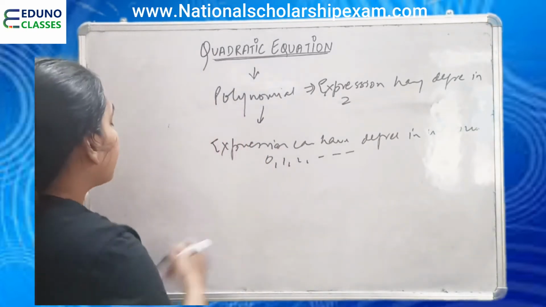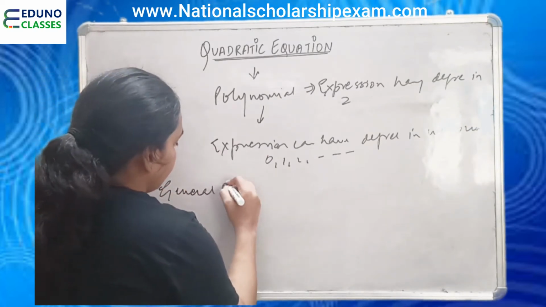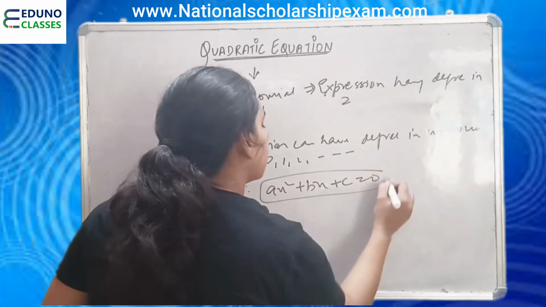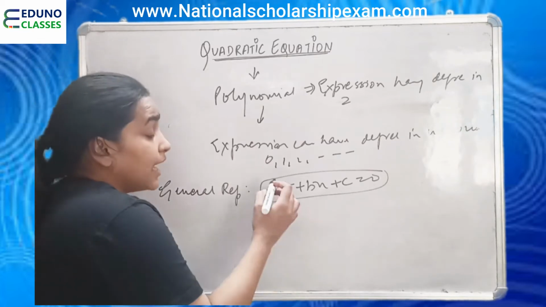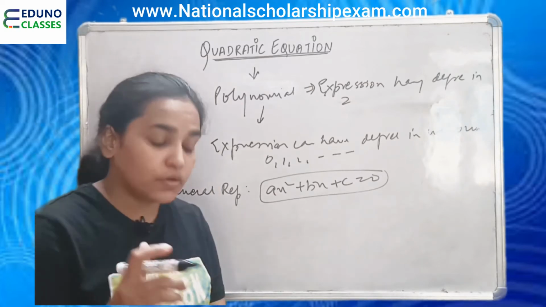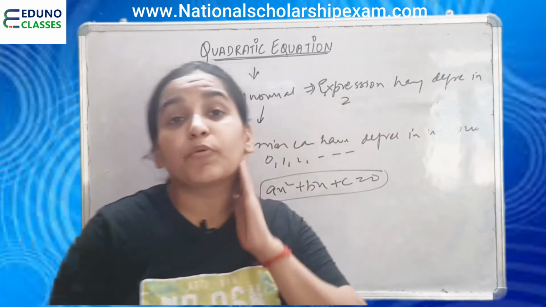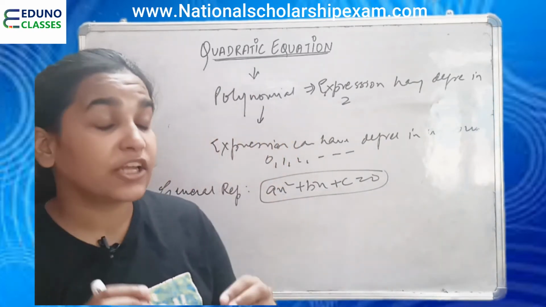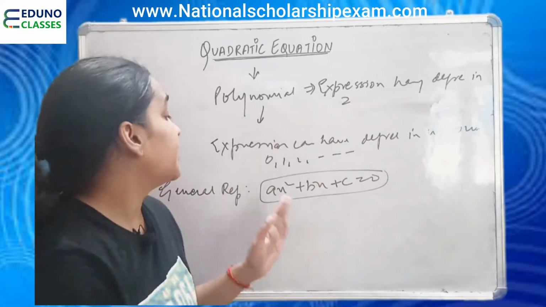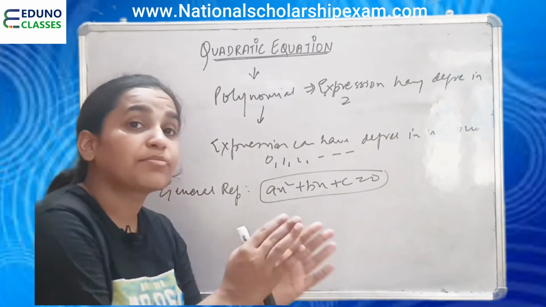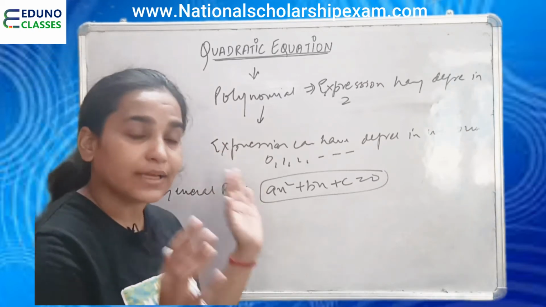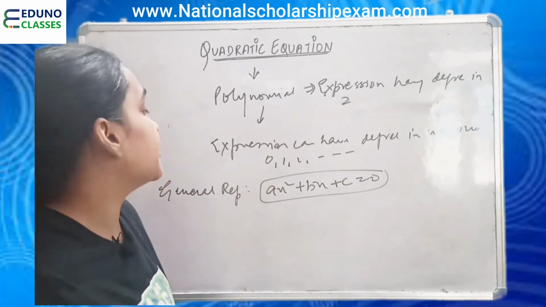Okay, its general representation is like this: ax square plus bx plus c is equal to 0. Now here you can see the highest degree of x, which is a variable, is 2. How do we know what the degree is? Degree is the exponential power of the variable term, and the degree of the polynomial is the highest exponential power of the variable. Here the variable is x. The highest exponential power of x here is 2. And it is a polynomial equation, so it is classified as a quadratic equation, and this is its general representation.